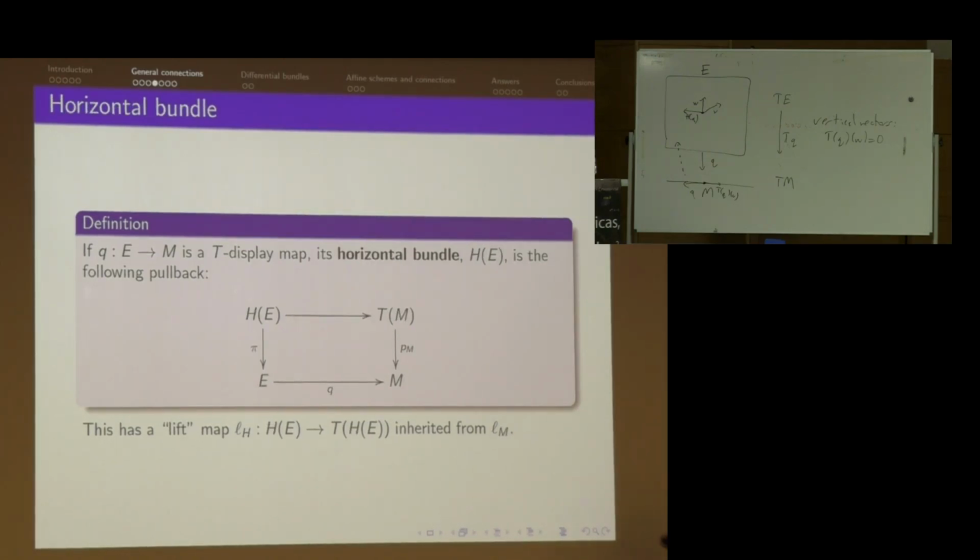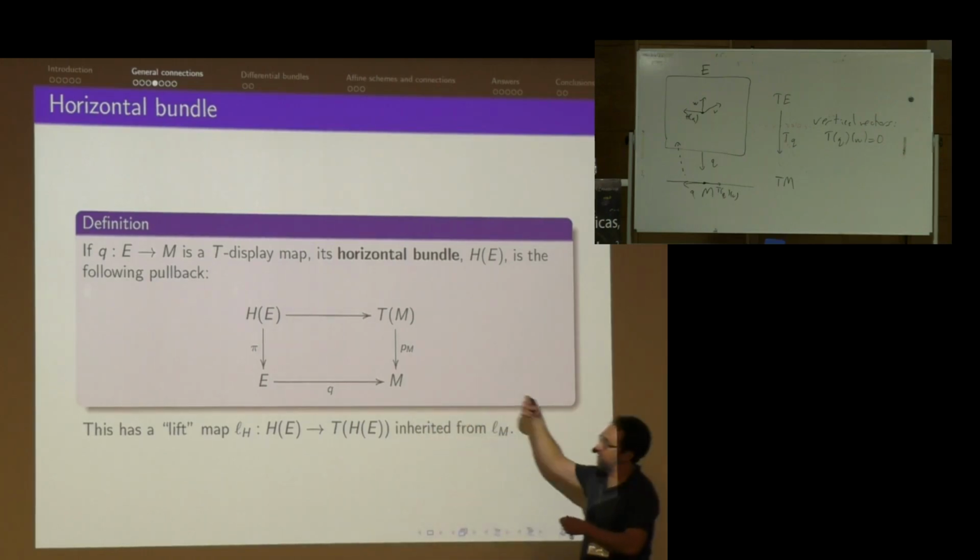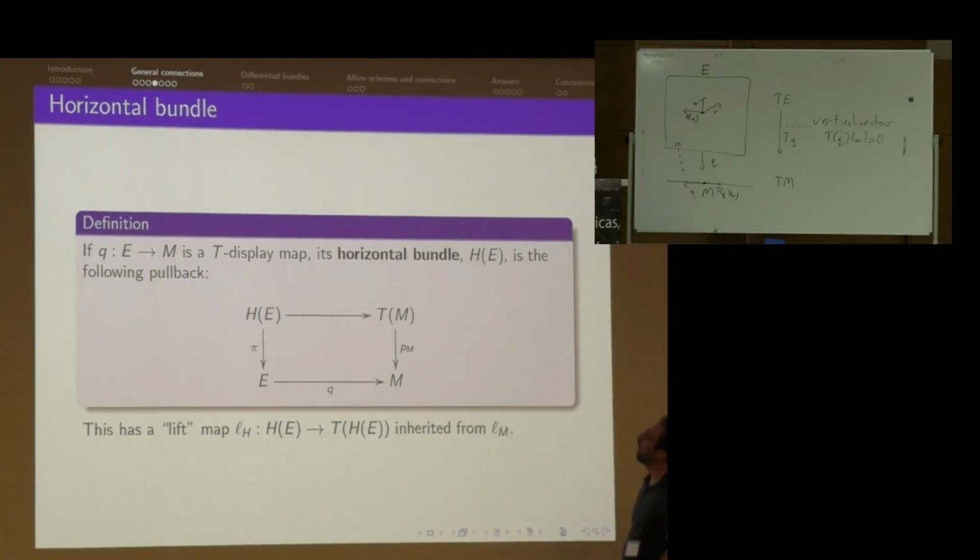We also want a space where we can talk about having a tangent vector downstairs and a point upstairs. That's going to be this pullback here. The pullback of the tangent bundle along q. A point up here then is going to be a point upstairs and a tangent vector on the base downstairs. Okay.